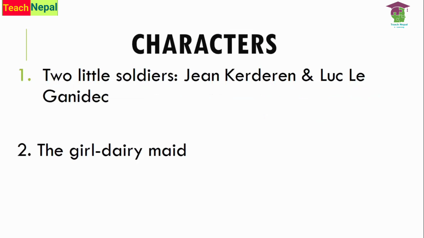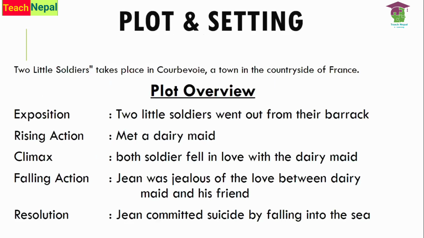Next, let me talk about the characters. Here are mainly three characters. They are the two little soldiers, Jean and Luke, and next is Catherine Lenoir. These two are the soldiers, and the other is a dairy maid, the girl who used to sell milk in the town. So these three are the main characters of the story.